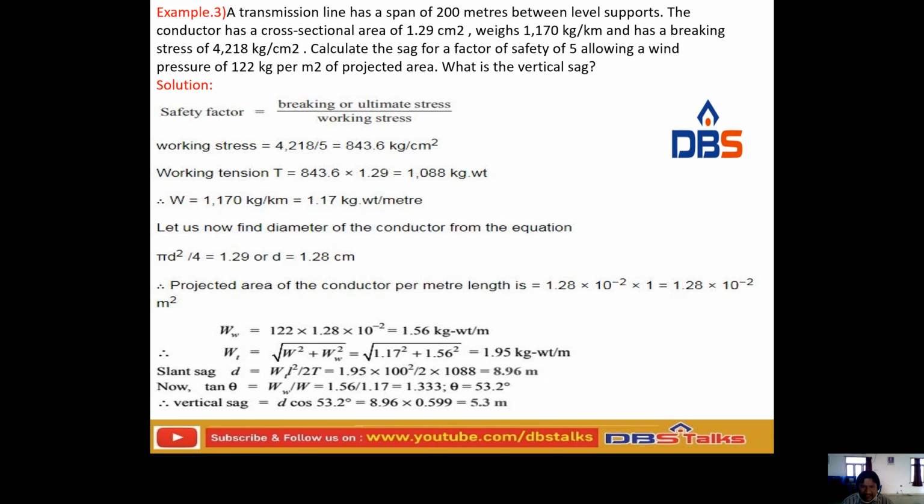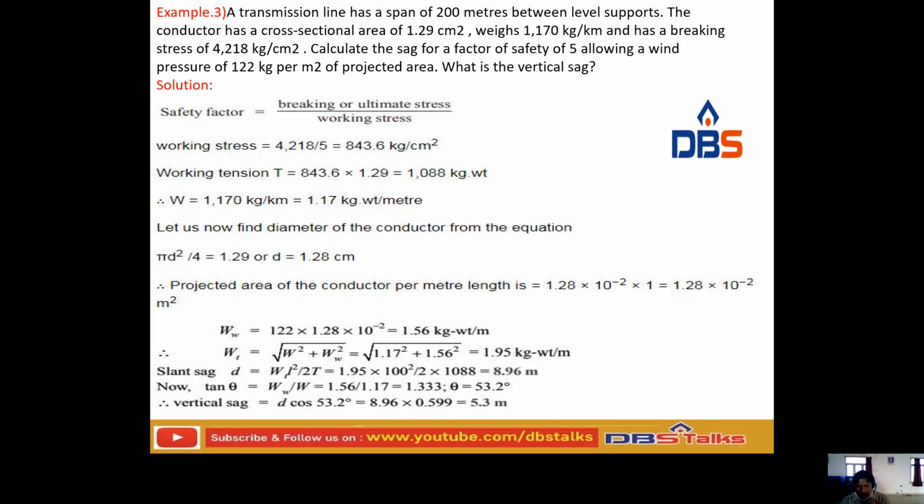A transmission line has a span of 200 meters between level supports. The conductor has a cross-sectional area of 1.29 centimeters squared. Weight is 1170 kg per kilometer, and breaking stress is 4218 kg per centimeter squared. Calculate the sag for a factor of safety of 5, allowing a wind pressure of 122 kg per centimeter squared of projected area. What is the vertical sag?